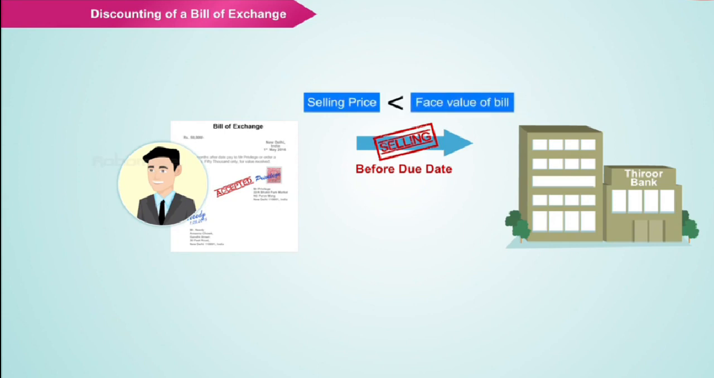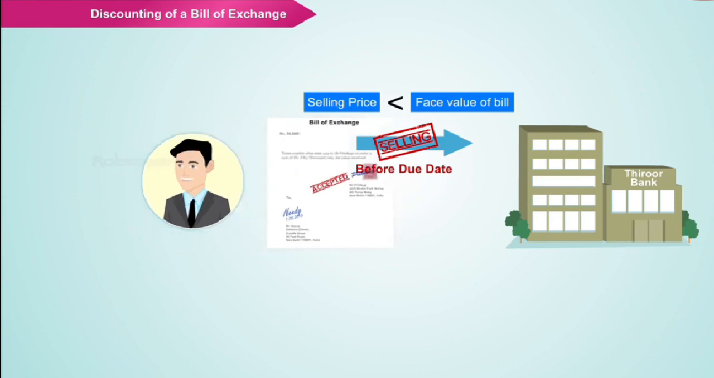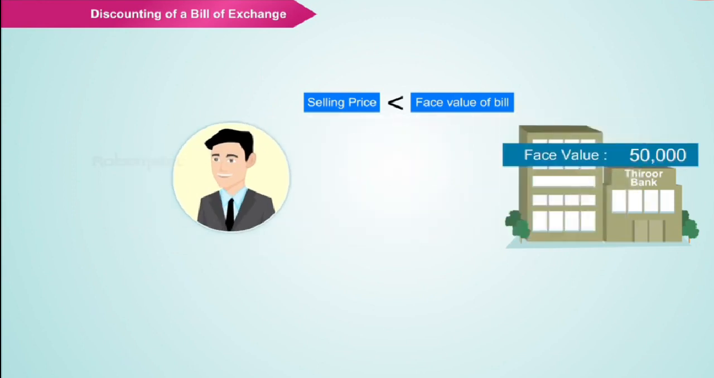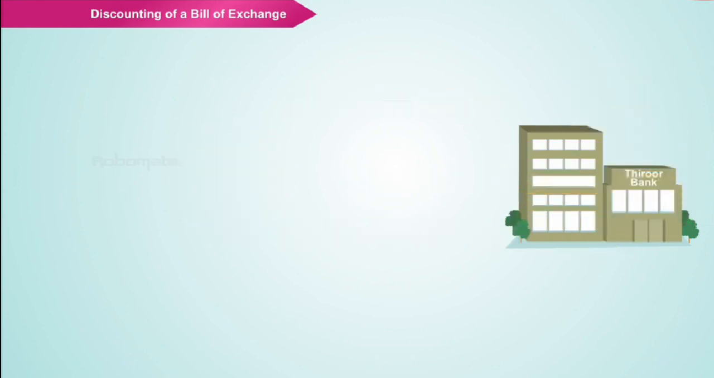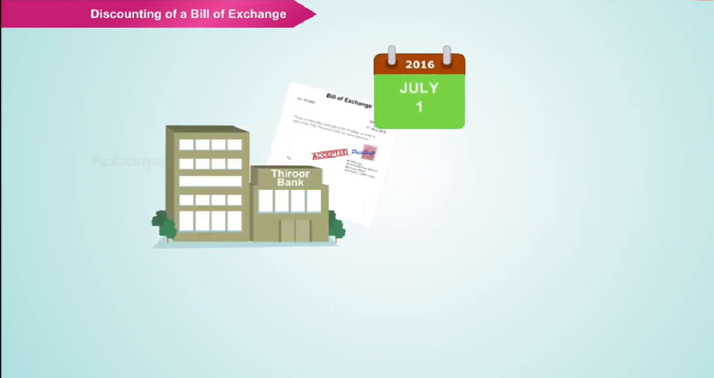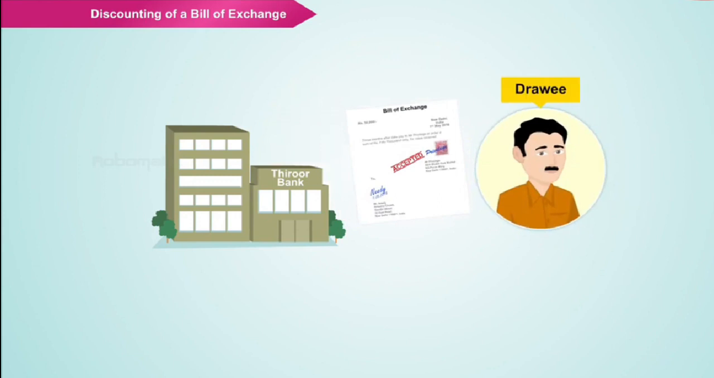Let us understand this better. The face value of the bill is 50,000 rupees. The discount rate charged in this case is 6% of the face value. Thus, the discount amount is 3,000 rupees. The selling price will then be the face value minus the discount, which is equal to 47,000 rupees. After the bill's maturity, the bank will collect the amount of the bill from the drawee on the due date.